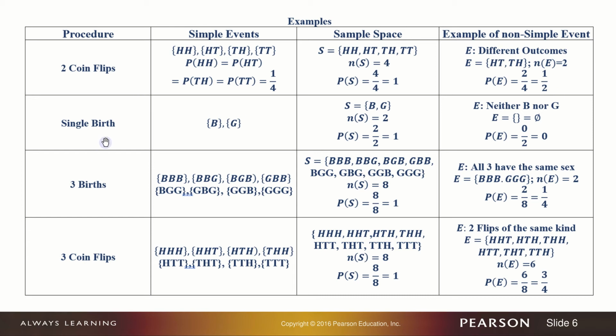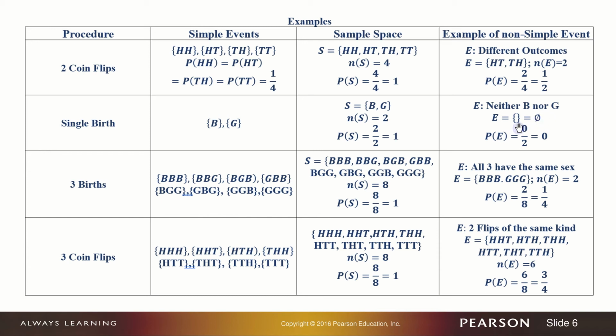How about a single birth? What are the possible simple outcomes? Well, it could be a boy or it could be a girl. So two simple outcomes. The sample space will, of course, just contain those two items. The cardinality of the sample space will be 2, and the probability of the sample space will be 2/2, which is 1. Here's a non-simple event. What if neither B nor G comes out? Well, that's going to be impossible. So we say the event E is represented by the empty set, which we also call the null set.